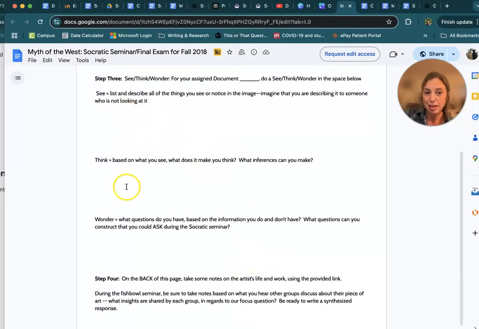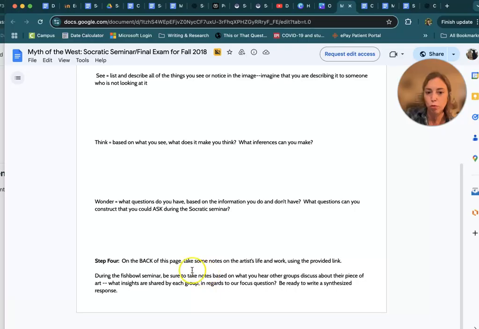So again, here, see, think, wonder, and then step 4, take some notes on the artist's life and work. So they also had to do a little bit of research to tie in, well, why did this artist create this? What was this artist influenced by? What was their lived experience of the West? Or was this art created a long time after westward expansion?